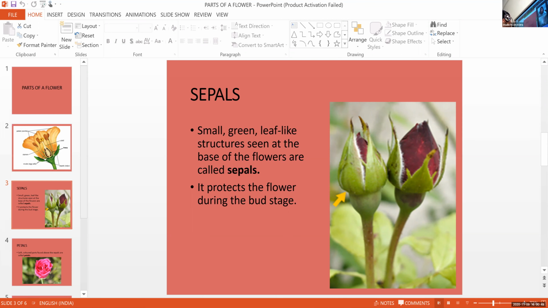Now the sepals, they are the small green leaf-like structures seen at the base of the flowers. What are sepals? Small green leaf-like structures seen at the base of the flowers are called sepals. So 3 points you have to note about the sepal, the structure. They are small, they are green, they are leaf-like.